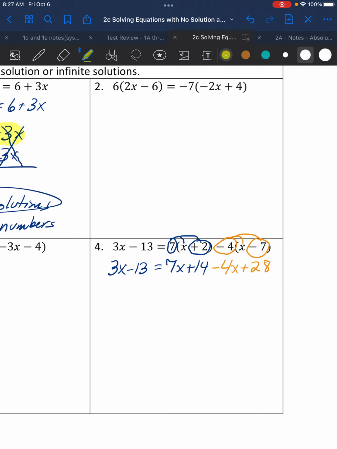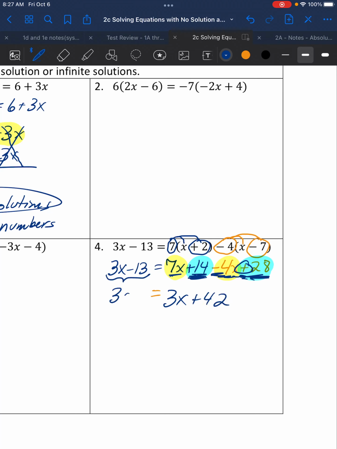Now let's gather some like terms. I see there are like terms on the right side of the equal sign here, in my constants. So on the right side I have 7x minus 4x is 3x. I have 14 plus 28, which is 42. And the left side is just going to come down for now.